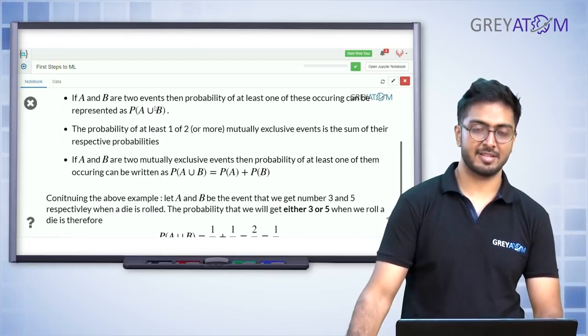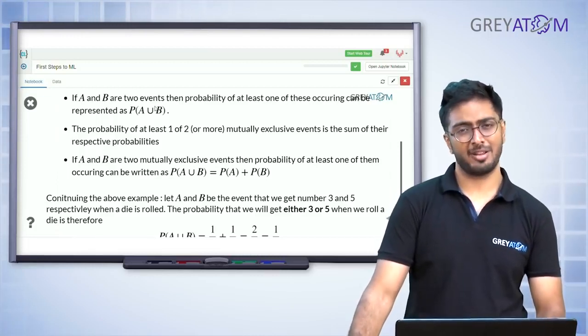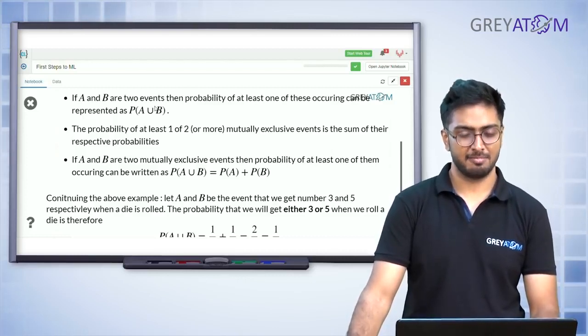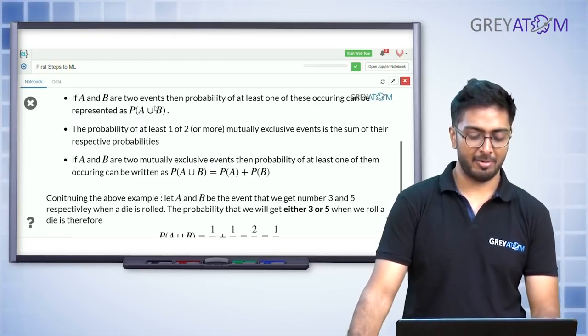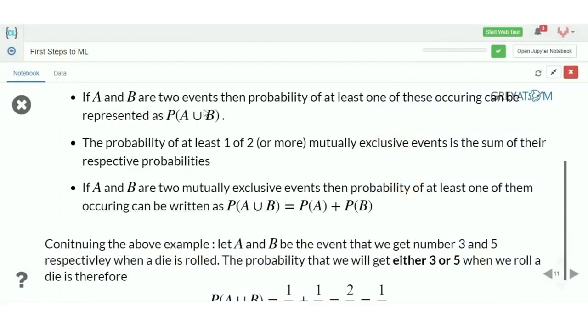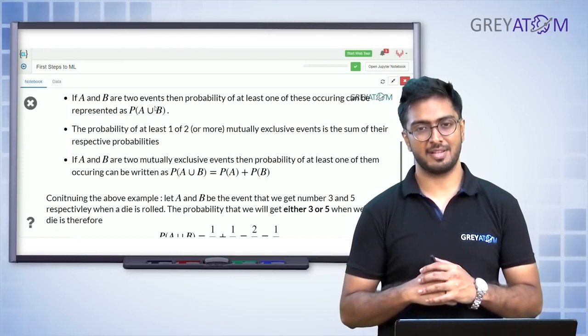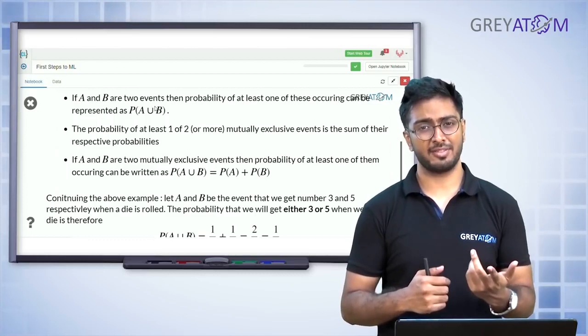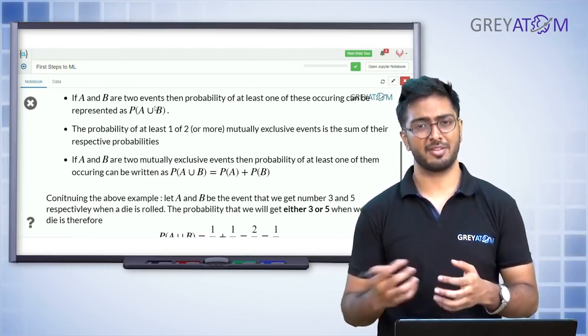If A and B are two different events, then the probability of at least one of them occurring is given by the probability of A union B. And the probability of at least one of two mutually exclusive events is the sum of their respective probabilities. So if A and B are two mutually exclusive events, then P of A union B equals P of A plus P of B. What we are saying is that if A and B are two events which cannot happen together, then the probability of at least one of them happening is the probability of the first event plus the probability of the second event.